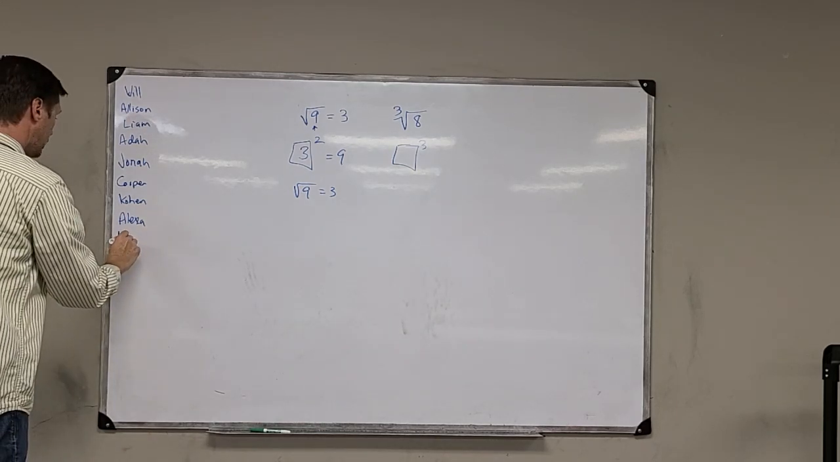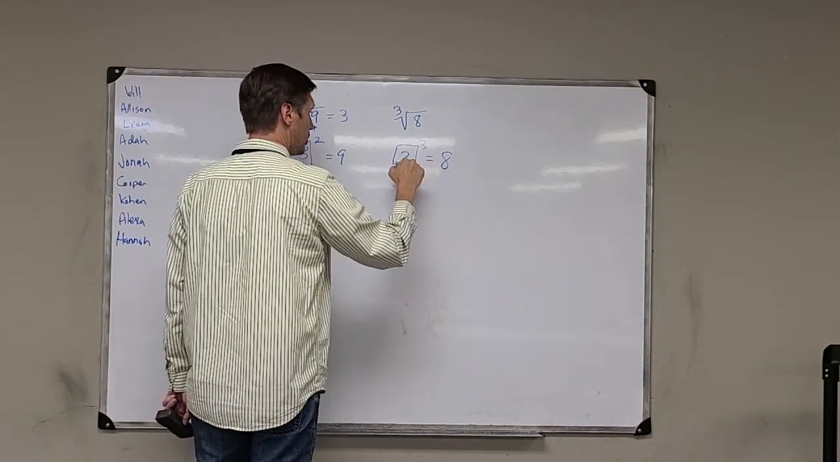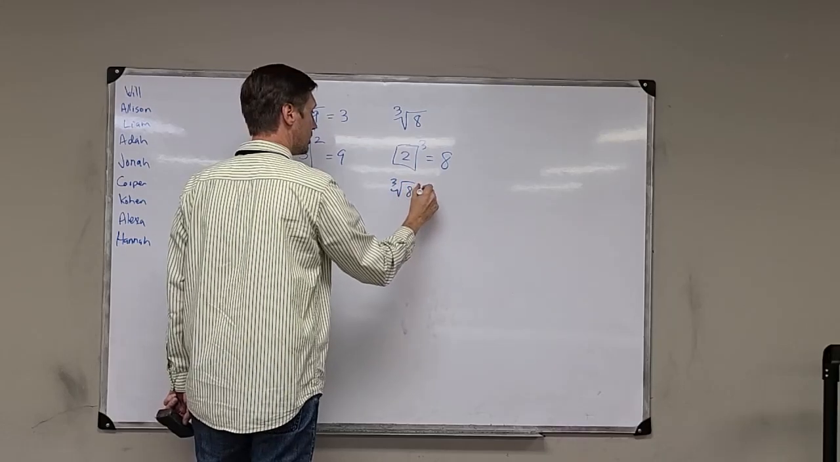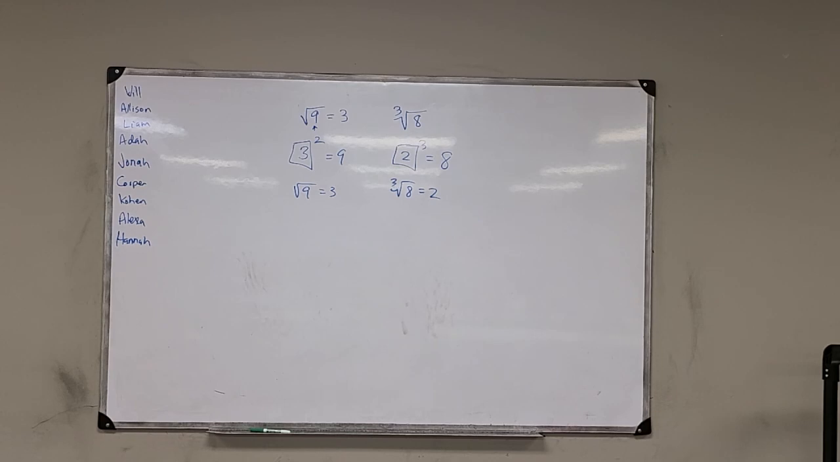So 2 raised to the 3rd power gives me 8. And since 2 raised to the 3rd power gives me 8, then the cube root of 8 equals 2. See how that works?